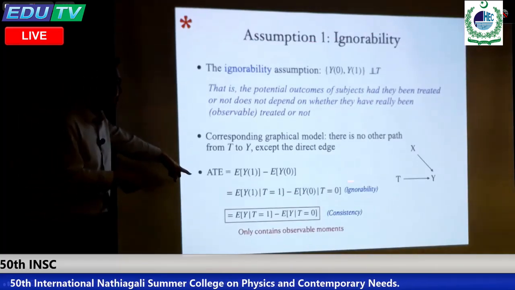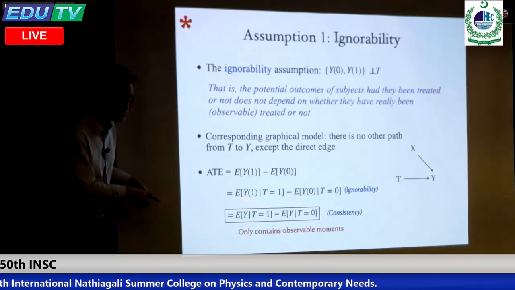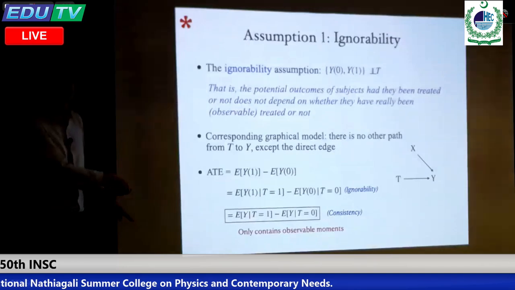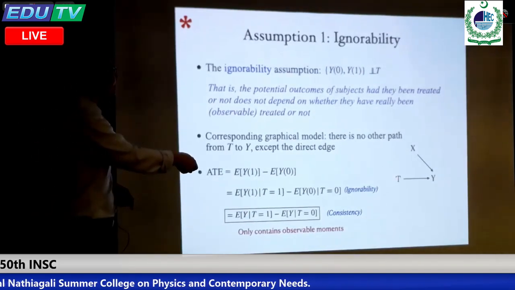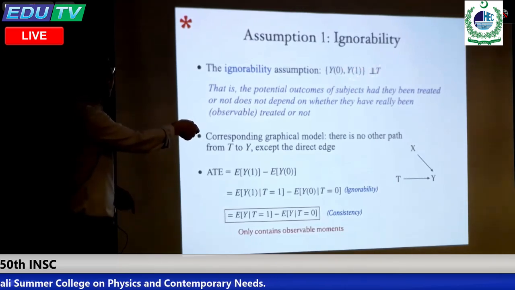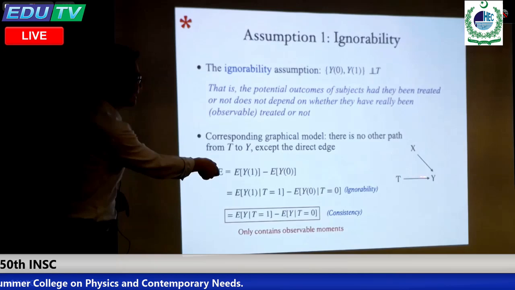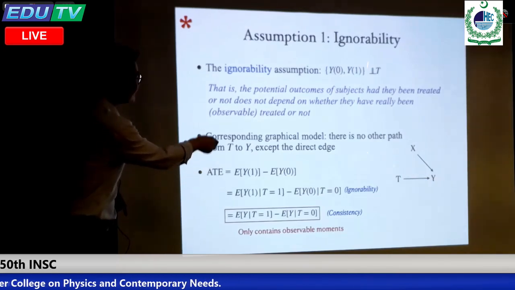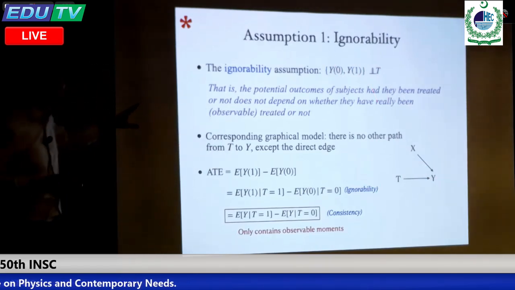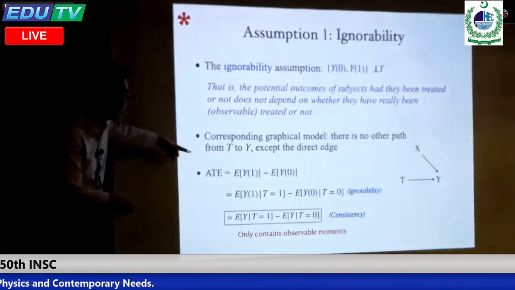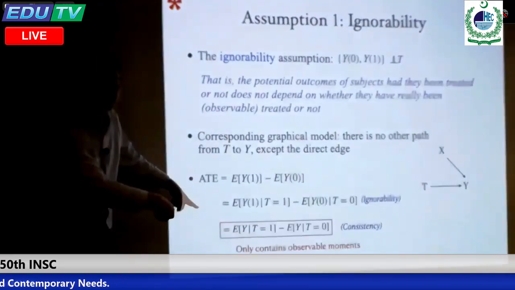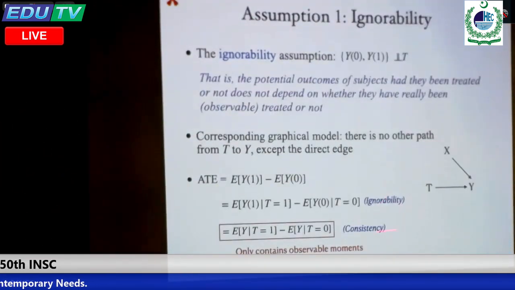Basically, with ignorability, you can convert the average treatment effect involving the potential outcome to conditional distributions. Ignorability says the following: treatment and the mechanism to generate the potential outcomes are independent. So there is nowhere for them to be related. Here you have treatment, the mechanism to assign treatment, and the mechanism to generate a potential outcome. They are not related. This is ignorability. If you have ignorability, you can directly go from ATE, the average treatment effect, to conditional distributions, by following the properties, ignorability and consistency.